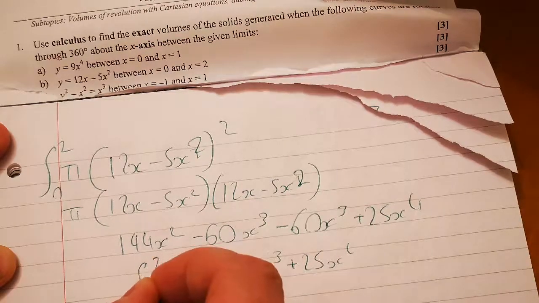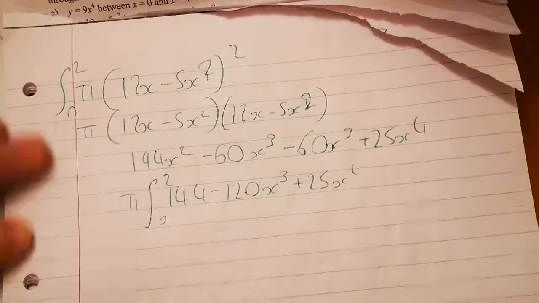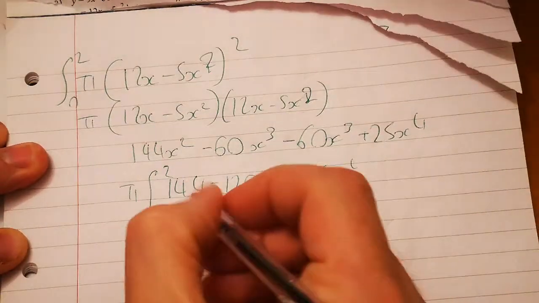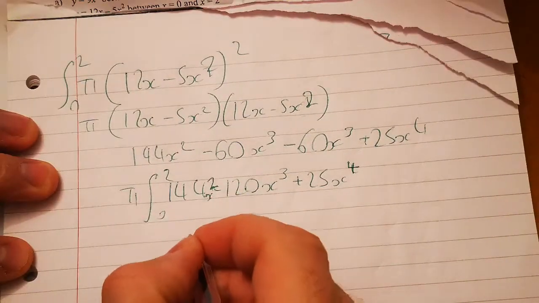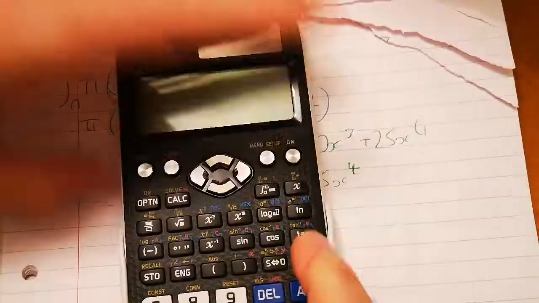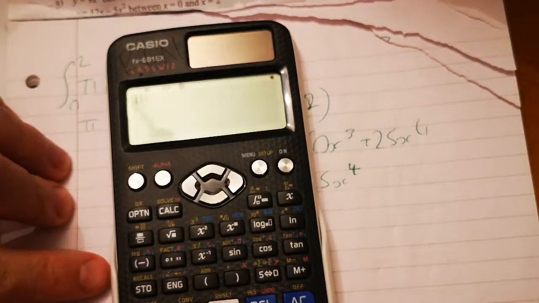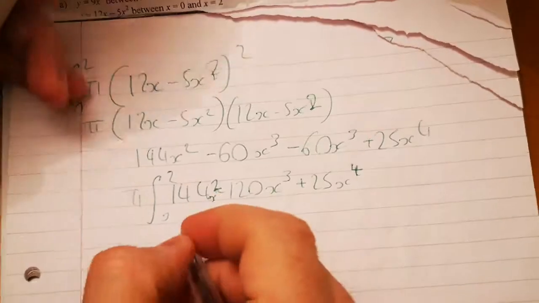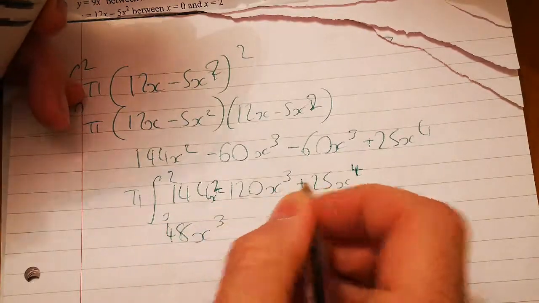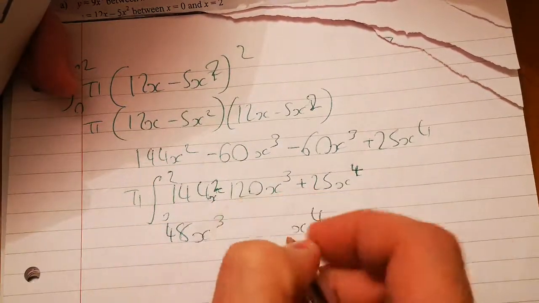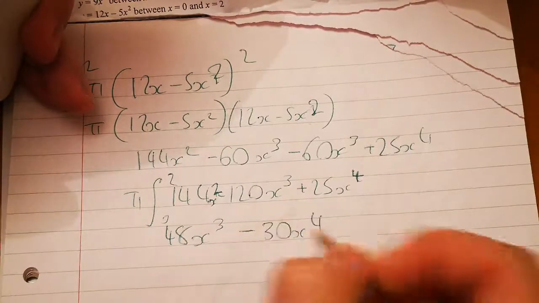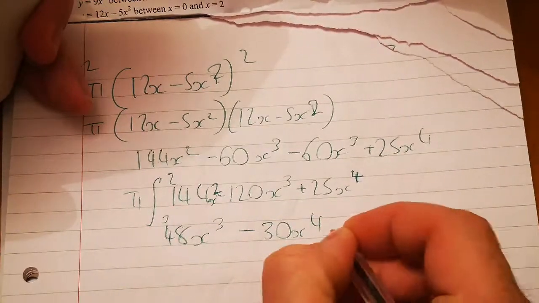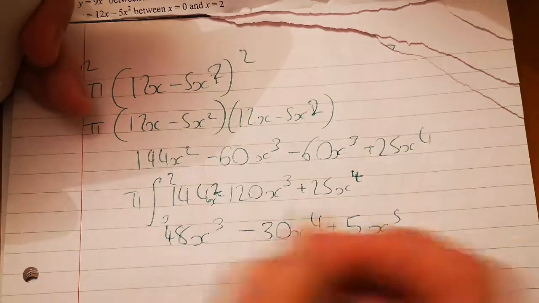So I have to integrate all of this from 2 to 0. I've taken pi out there. So remember with integration we add 1 and then divide it. So we've got x cubed, and I need 144 divided by 3, which is 48. And then that's going to be x to the power 4, so we'll do 120 divided by 4, which is 30. That was a minus. It's going to be x to the power 5, and 25 divided by 5 is 5.